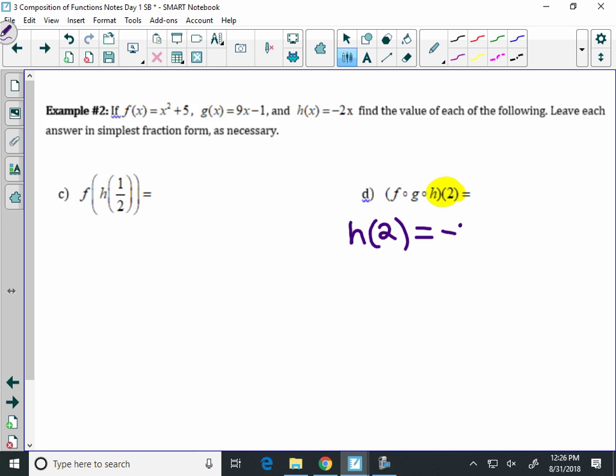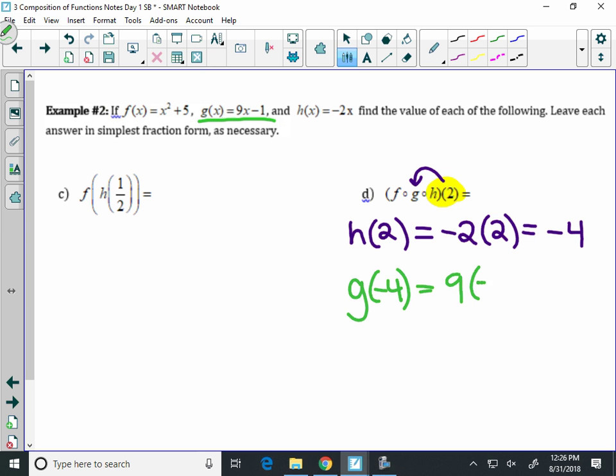Should be pretty easy. I'll have negative 2 times 2, which gives me what output? Negative 4. Okay, so I take that output, negative 4. And what function do I now put it into? G. So your next step is to find g of negative 4. Now I'm using this g function here. That's 9 times negative 4 minus 1. Negative 37, that's right.